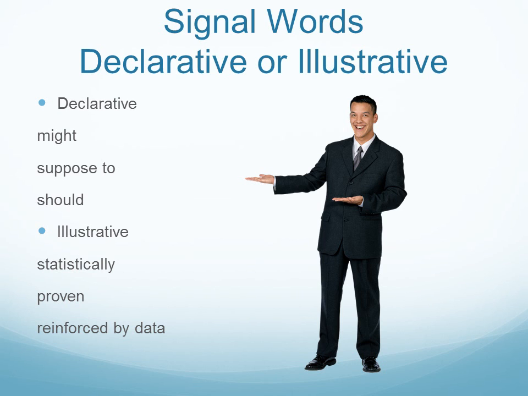All right, so now we are moving on. We're going to give you a few more examples of signal words. Under declarative, supposed to. That is another declarative term or statement. I'm supposed to get a good grade. I'm supposed to go to the store. Just statements again that we're making.